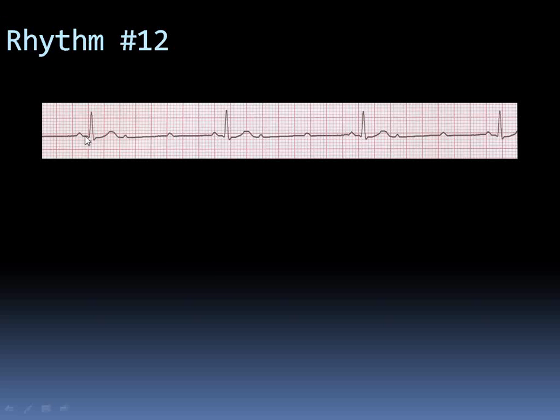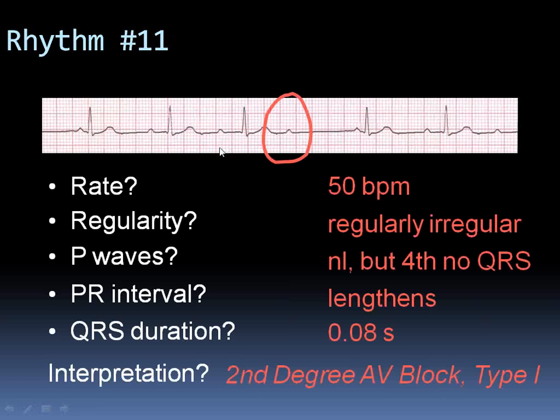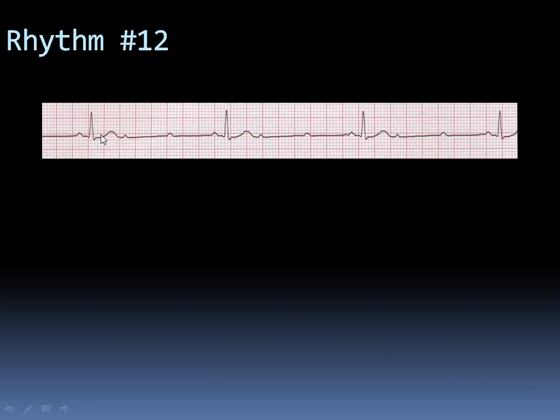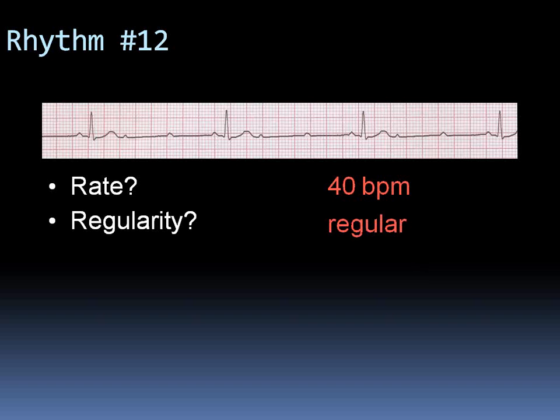Once again, PR is normal, PR is normal, PR is normal. No QRS over here, no QRS over here. So it is not like the PR is lengthening. In the previous ECG, the PR was lengthening. See how it's lengthening? In this ECG, the PR is not lengthening. It stays the same, and all of a sudden, the next P wave has no QRS. Okay? It is going to be regular as compared to the previous ECG in which the rate was irregular.